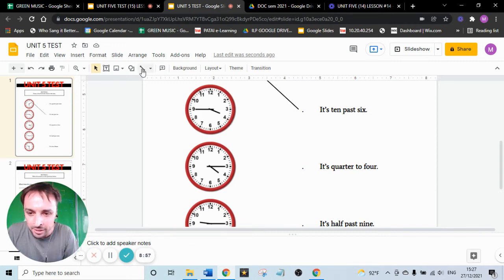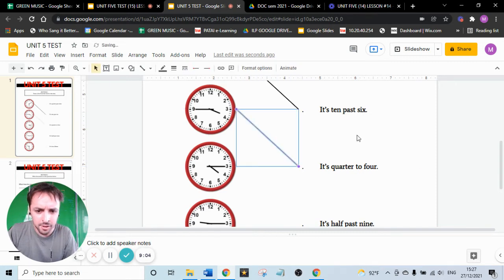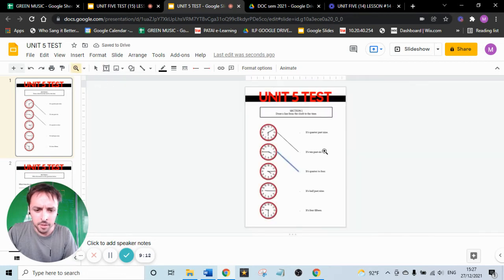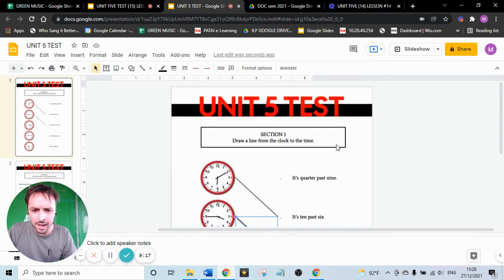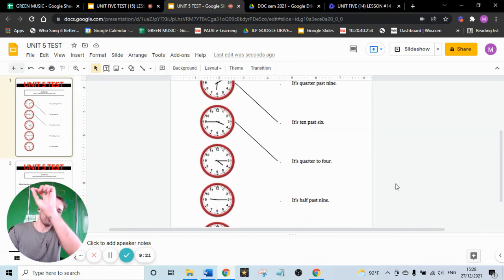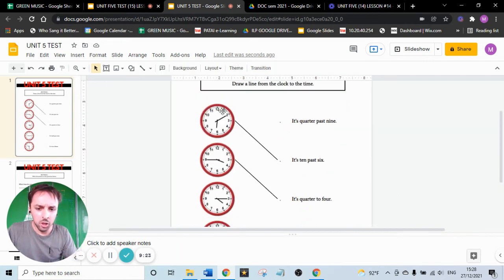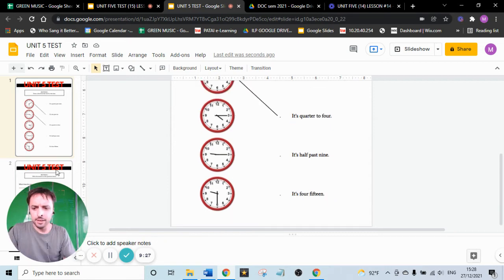Okay, so let's get the line. We draw the line to 3:45. Again, let's make it black too. Let's zoom out. I'm not going to do all of them for you. So that is section 1. You have to draw a line from the clock to the time. That's 1 and 2 done for you.